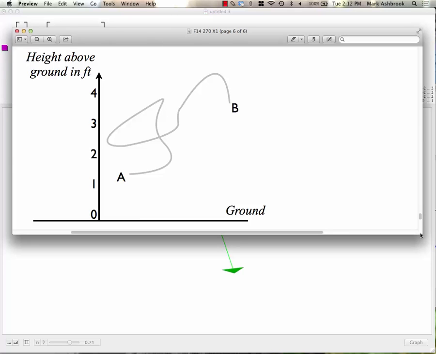So what would you conclude at your table in terms of answering that question? Is it a function? It's not a function because there's no relationship. The graph doesn't represent a relationship between height and anything else.